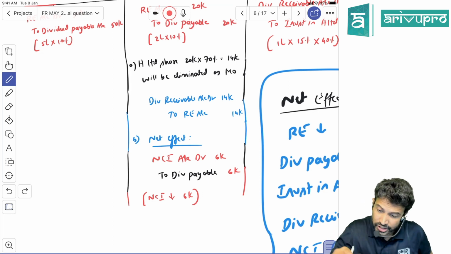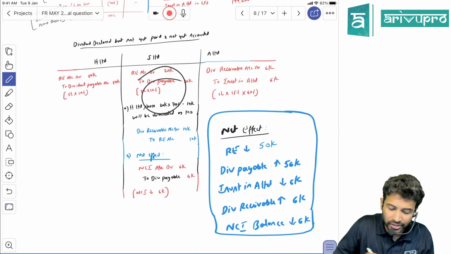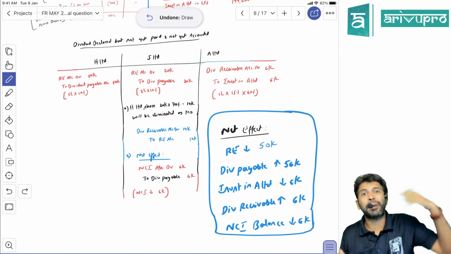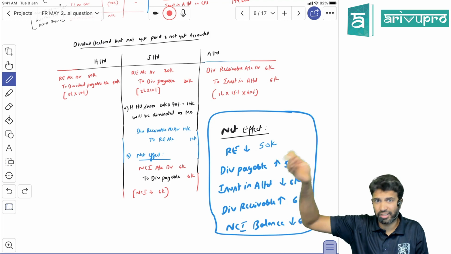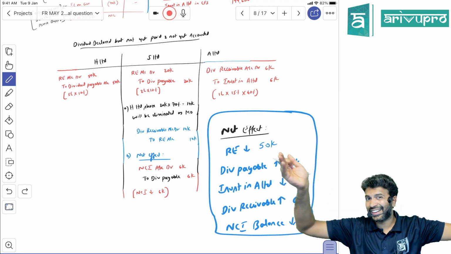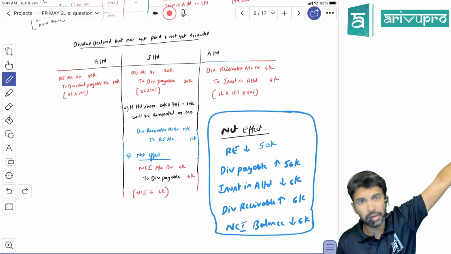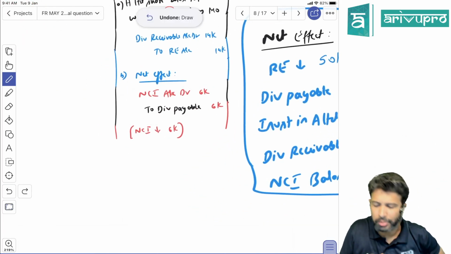Okay, so this is for the S Limited. I hope you got it, right? Because 70% of the dividend which subsidiary has declared will be paid to parent. That will be netted off. For subsidiary, they will have to show it as dividend payable. The parent company will show it as dividend receivable. So all that will get netted off. So the dividend which is actually payable to NCI only is what we have to account. So effectively the entry will be NCI account debit to dividend payable.